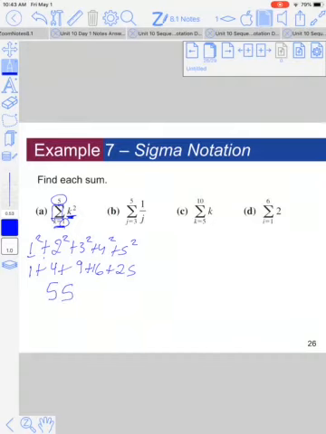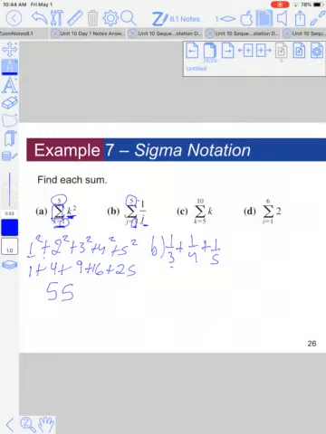Let's look at B. So for B, let's see what it tells us. It says we're going to start at 3, we're going to go to 5, and we're going to use 1 over j to find them, and we're going to add them up. So the first one should be 1 over 3. Why a 3? Because that's where it tells me to start. Plus, then I just go up by integers. 4, I plug in a 4. It's going to be 1 over 4 plus, and then go to 5, 1 over 5.